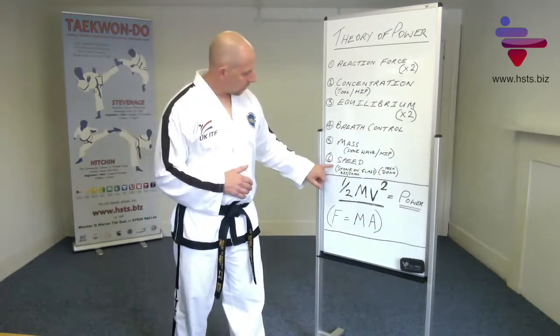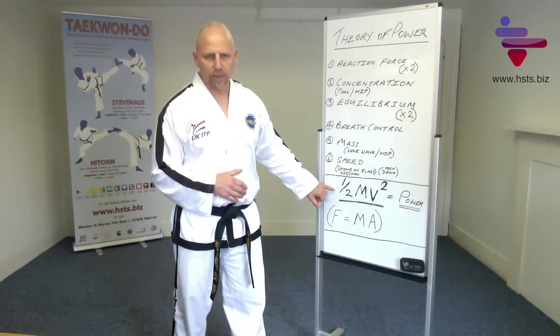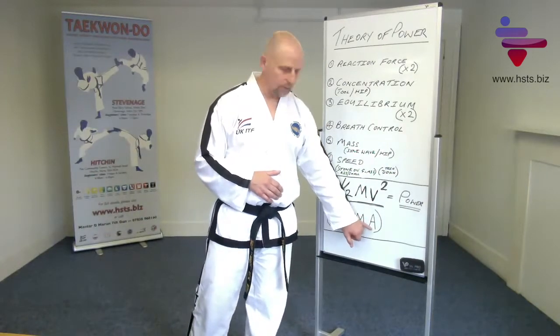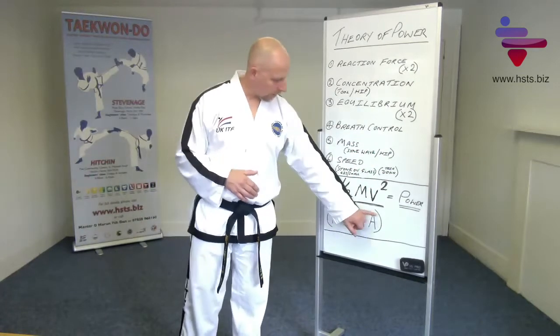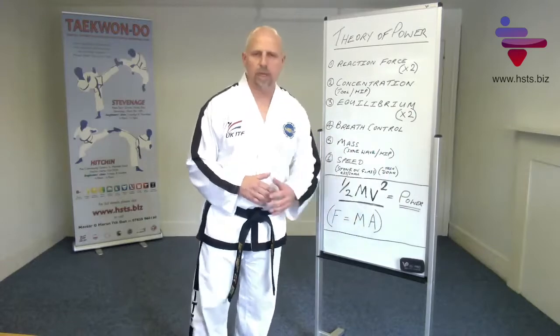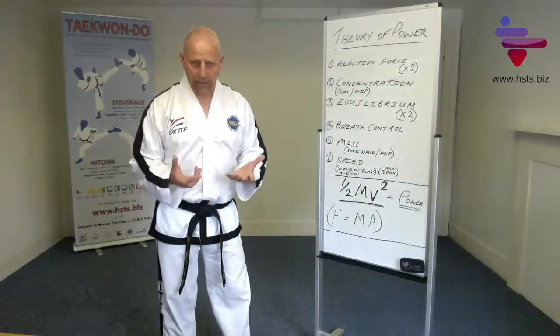If we move from the speed, and we'll come back up to it, if we go down to the equation for power in Taekwondo, which basically is force equals m times a, mass times acceleration. In Taekwondo, we equate that to half mass times velocity squared equals our power. So that's how we work out what power we have.